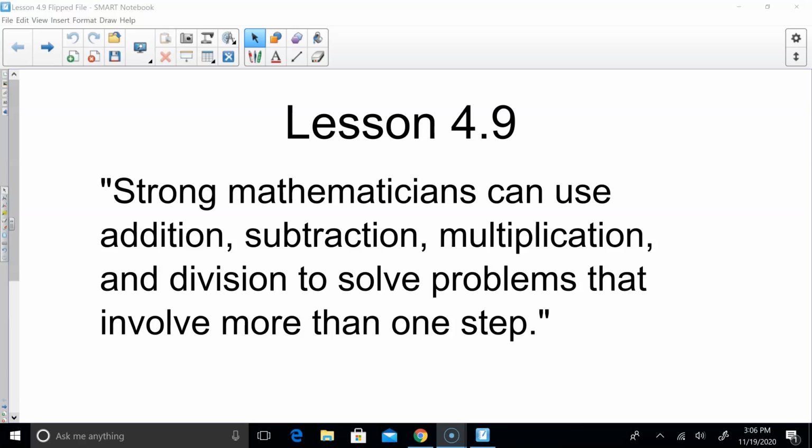Welcome, class, to lesson 4-9. Strong mathematicians can use addition, subtraction, multiplication, and division to solve problems that involve more than one step. A continuation of all those great things that we've been working on of multi-step word problems. So take out your pencil, your notebook, write down today's date, the name of the lesson, and let's get started.